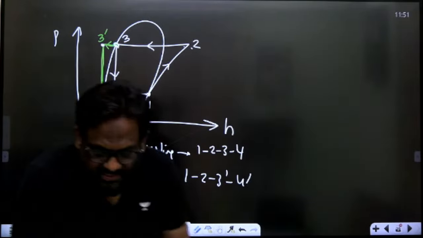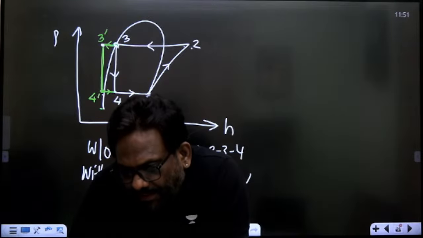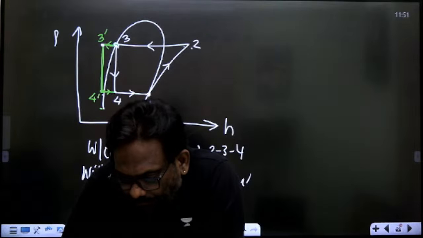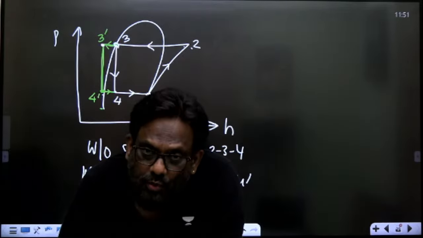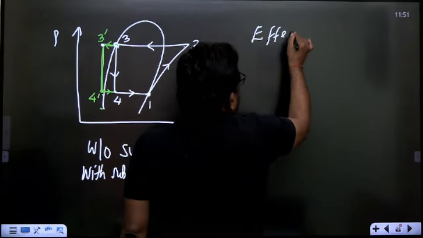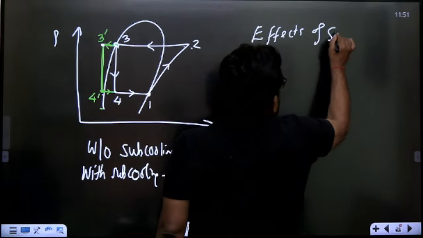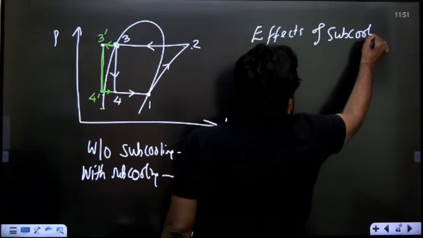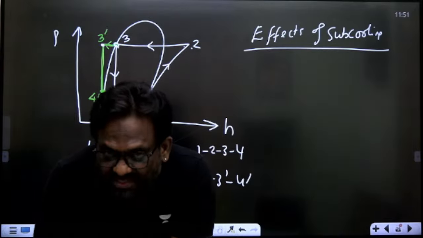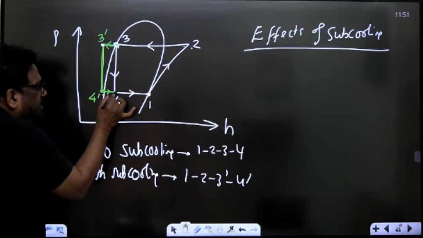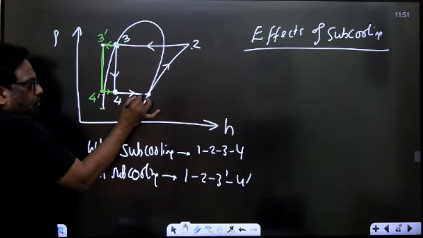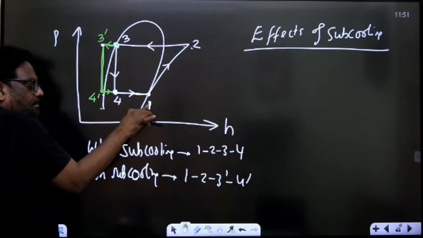So is the cycle clear, sir? Is the subcooling cycle clear, sir? Now you tell me what are the effects of subcooling? You tell me, sir. देखते हैं सर क्या क्या हो रहा है. What is the original refrigeration effect? The original refrigeration effect, original cycle without subcooling, original is 4 to 1. 4 to 1 means H1 minus H4.